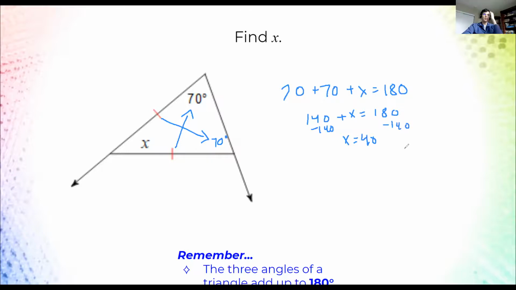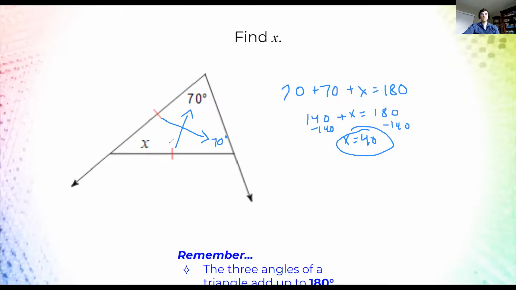Your brain might have just gone, okay, what's 40 more than 140? It's 180, right? That's maybe how you did it, but in your brain, you're doing the subtraction if you don't realize it. So the answer would be x equals 40, not 70. A lot of people would jump to 70 here, but remember, it's only the opposite angles that are congruent. X is up in the tippy top.